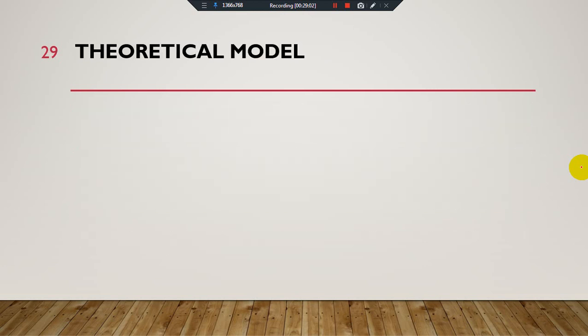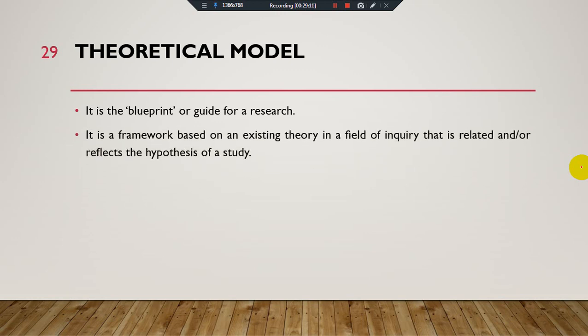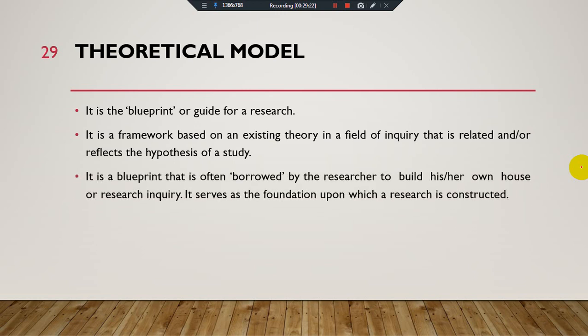Okay, then we have a theoretical framework. A theoretical framework is normally known as the blueprint or guide for a research. It is a framework based on an existing theory in a field of inquiry that is related to, or you can say reflects, the hypothesis of the study. It is a blueprint that is often borrowed by the researcher to build his or her own house or research inquiry. It serves as a foundation upon which a research is constructed.